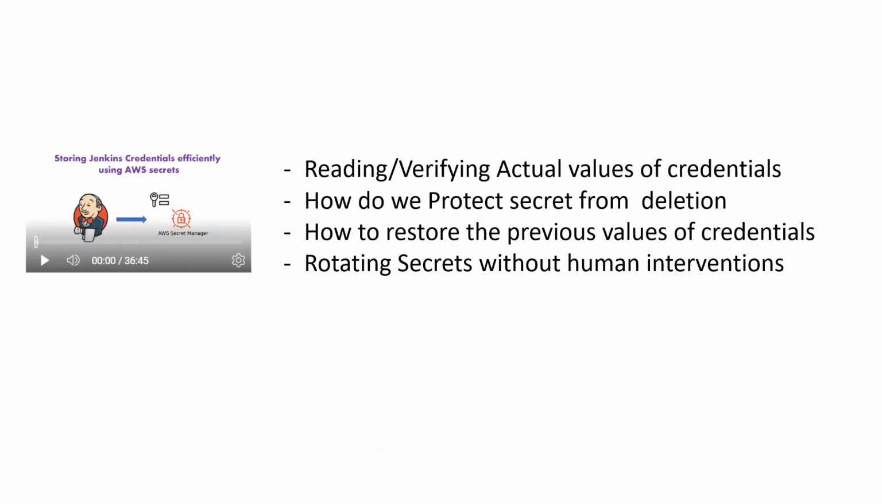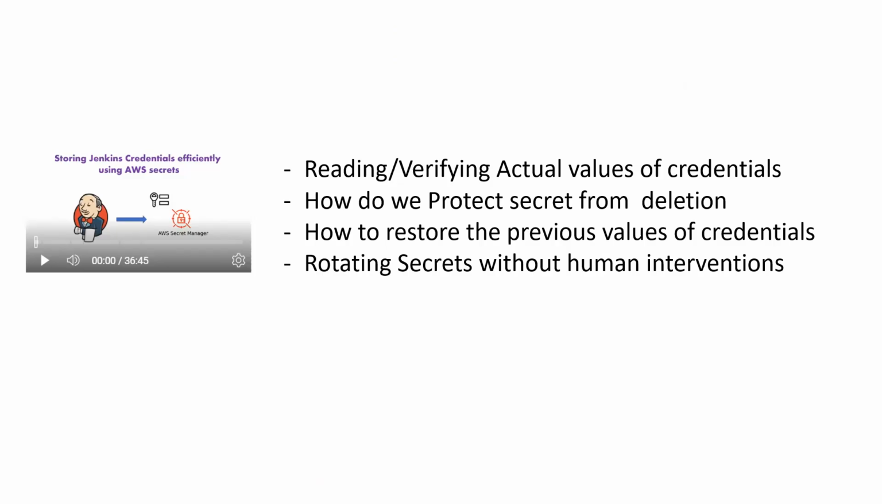I would say this video is a continuation of one of my previous videos, where I discussed issues related to the credentials feature in Jenkins. The issues are reading and verifying actual values of credentials, which is very difficult with the credentials feature in Jenkins. And how do we protect from deletion of the secret? If someone accidentally deletes it, would we be able to recover it back in Jenkins credentials? The answer is no. And also restoring previous values. If somebody accidentally updates the existing secrets with the wrong values, would we be able to get the previous values and update them back? With Jenkins credentials, it is not possible.